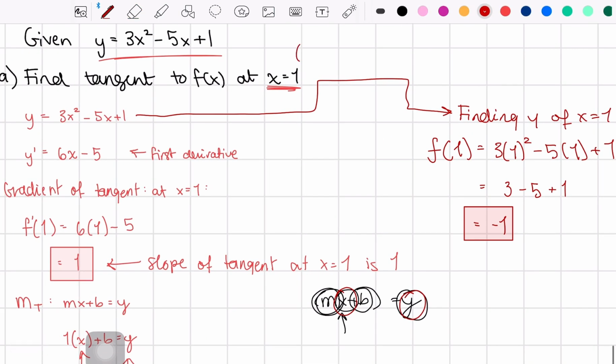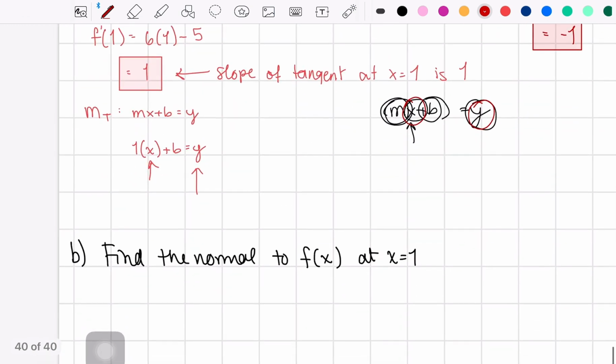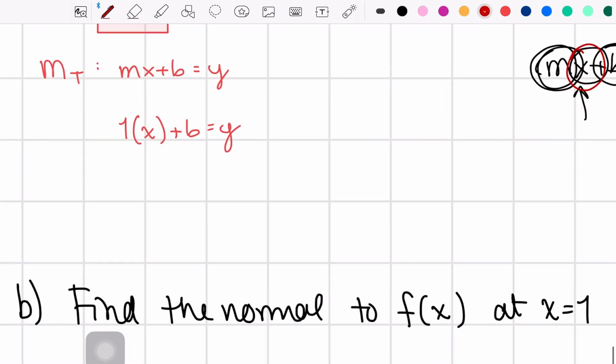Our point is (1, -1). Now, if you want to graph that, it's important, but this video isn't about graphing. So now we're going to input what we have. We know our x is 1 and our y is -1. So if you do that, 1 plus 1, b equals 0. Oh no, b equals -2.